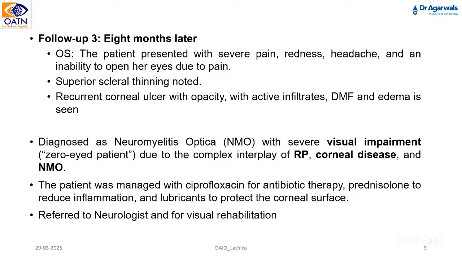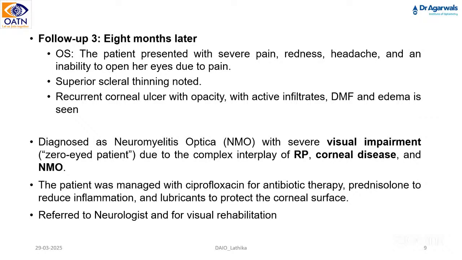The patient presented with severe pain, redness, headache, and an inability to open her eyes due to pain. Superior scleral thinning was noted, with recurrent corneal ulcer with opacity, active infiltrates, Descemet's membrane folds, and edema. Hence diagnosed as neuromyelitis optica with severe visual impairment due to complex interplay of RP, corneal disease, and NMO.